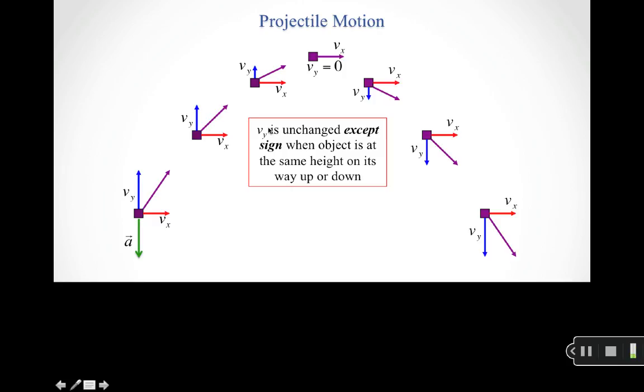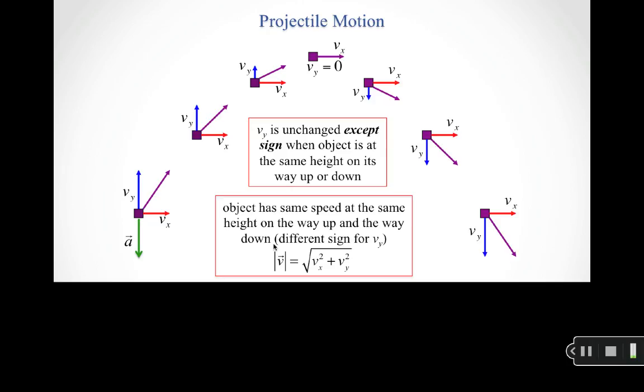So the y component only changes its sign when the object is at the same height on the way back down as it was on the way up. Here it points upward, here it points downward, but if it's at the same height, this y component has to have the same length. All I'm doing is changing the sign. Well, if all I do is change the sign, that means the x component of the velocity never changes. The y component of the velocity changes sign but has the same magnitude. And since I'm squaring this term, whether it's positive or negative doesn't matter.